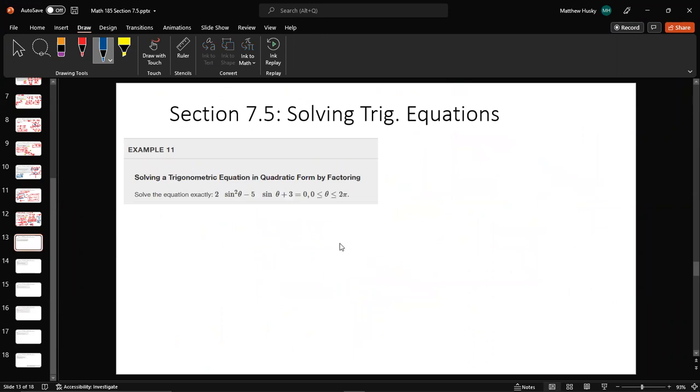Let's stop there and take a short break. I'm going to start up again at 8 o'clock. So let's take ourselves a short break, and we'll start up again at 8 and finish off this section.